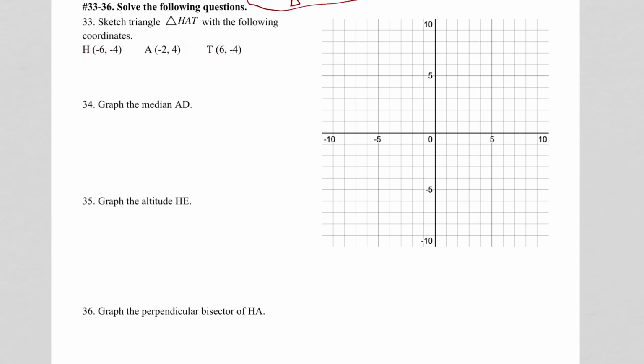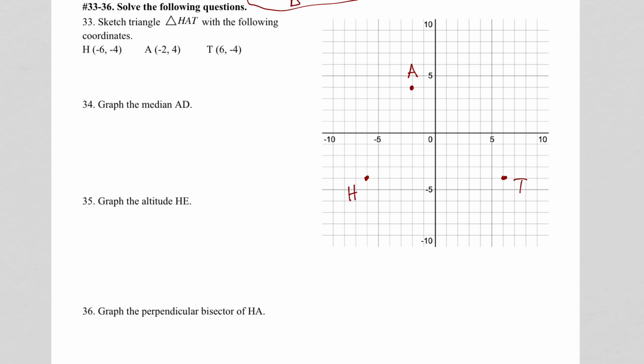Okay, let's graph this. H is -6, -4, which is over there, and that's H. A is -2, +4, which is there. That's point A. And T is +6, -4, which is there, and that's T.